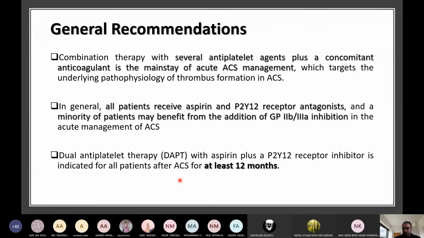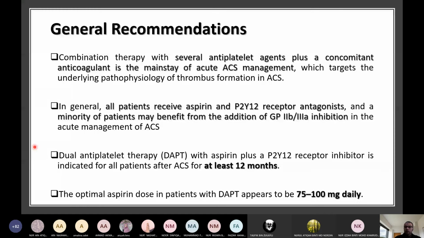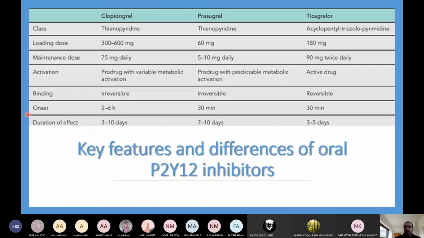So dual antiplatelet therapy, aspirin plus one of the other agents, is in general recommended for ACS patients for at least 12 months. This is a general recommendation. The optimal dose is low-dose aspirin, 75 to 100 milligrams. What are the other agents besides aspirin? We have clopidogrel, prasugrel, and ticagrelor.